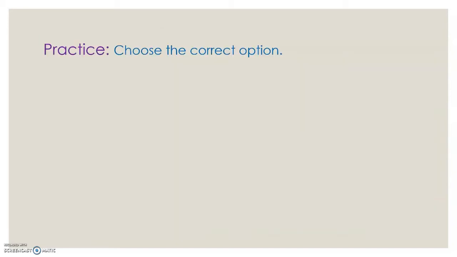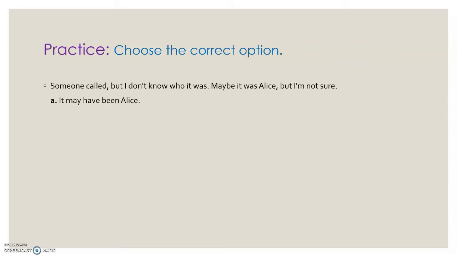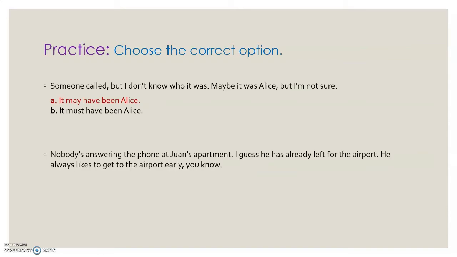Okay, let's practice what we have talked about so far. Choose the correct option. Someone called, but I don't know who it was. Maybe it was Alice, but I'm not sure. It may have been Alice. It must have been Alice. The correct answer is, it may have been Alice, because I'm not sure. I'm saying maybe.